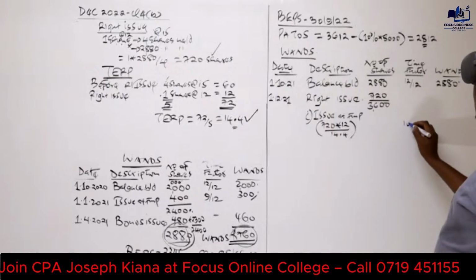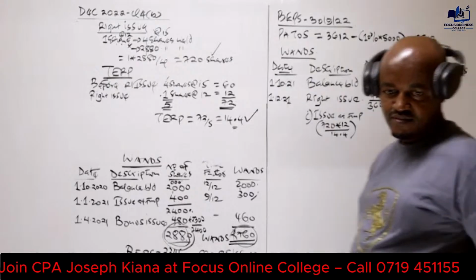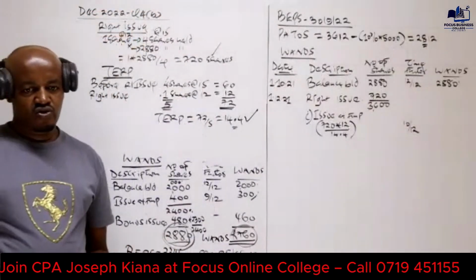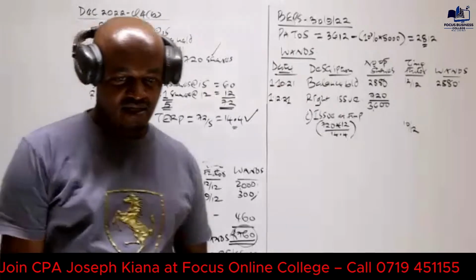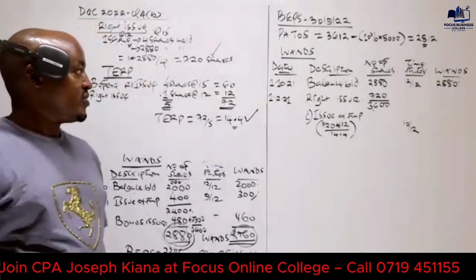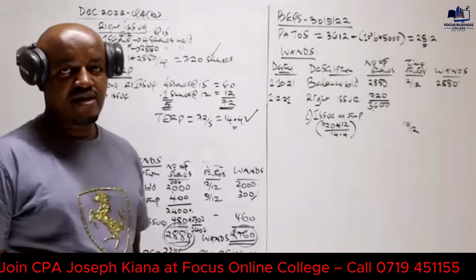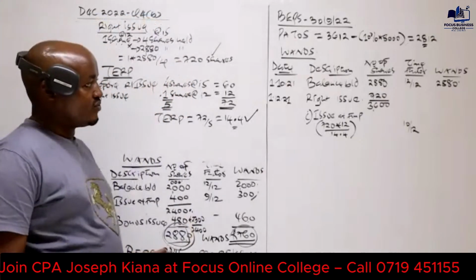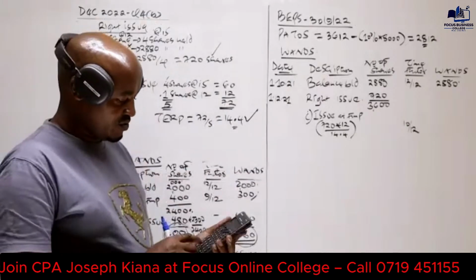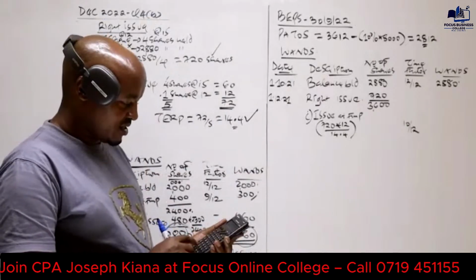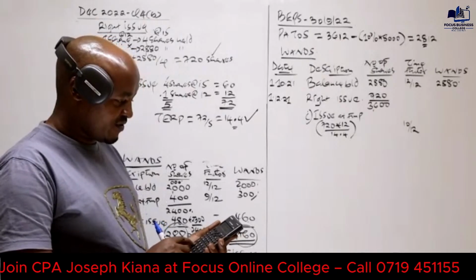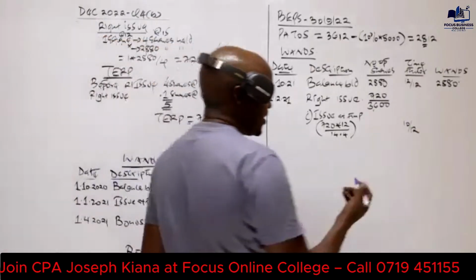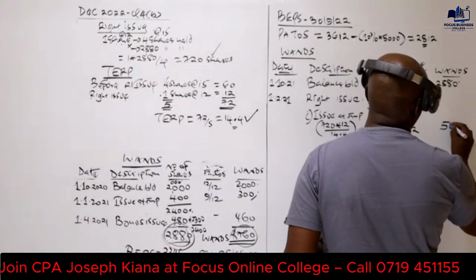Is it 10 out of 12? Are they 10 months? Yes, they were 10. In 2021, we have December, that is 1 month. In 2022, we have 9 months, a total of 10 months. So we weigh those shares on a time basis. So we have 720 times 12 divided by 14.4, then times 10 divided by 12. And basically, this one will give us 500.